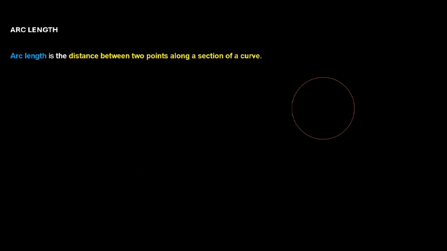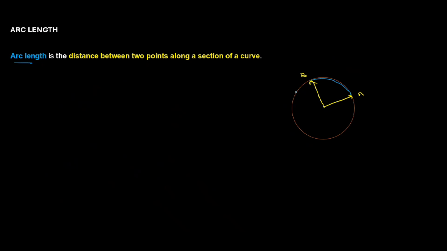Next we discuss what is arc length. Arc length is the distance between 2 points along the section of a curve. So if I have an object which is moving along a circular path and it goes from position A to position B, the distance it covers from A to B along the curve, this distance here, is called the arc length.